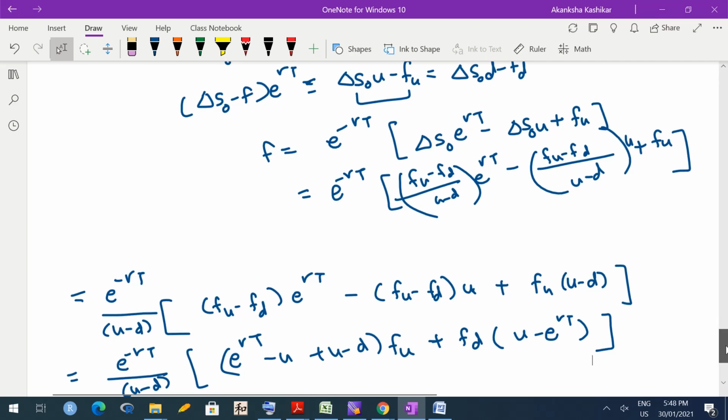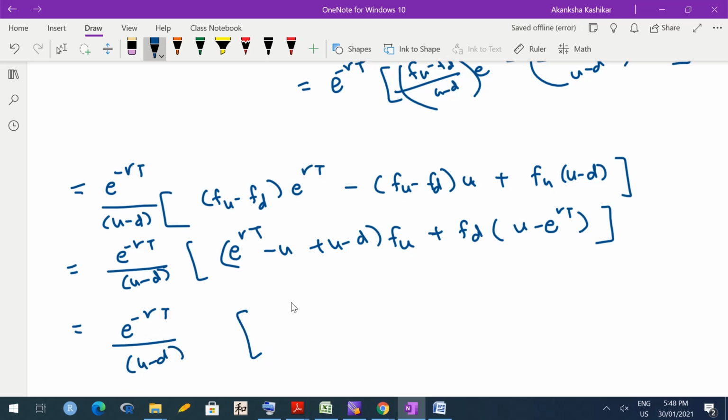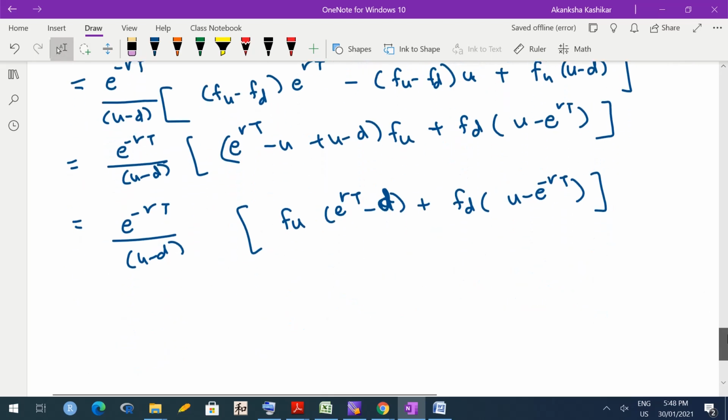So what do I get? I get e raised to minus rT upon u minus d, and then from here I have Fu times e raised to rT minus d, plus Fd times u minus e raised to rT. The u minus d gets cancelled. Okay, let me bring that u minus d inside the bracket.